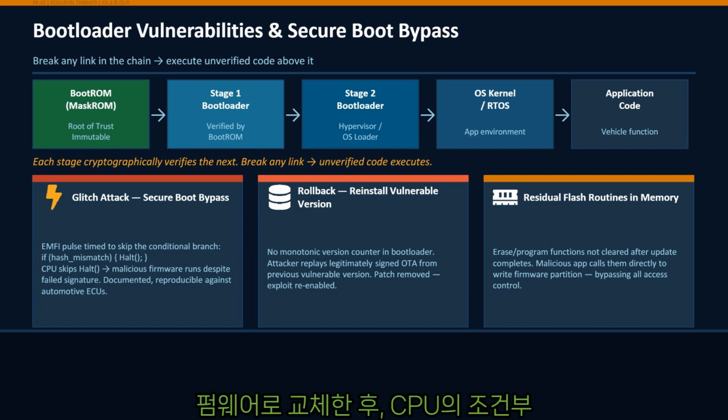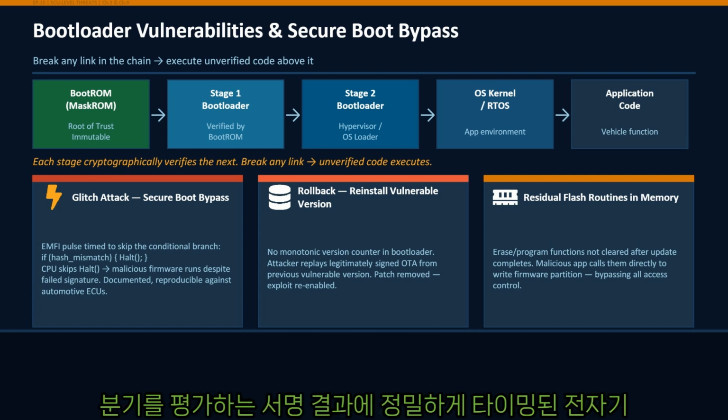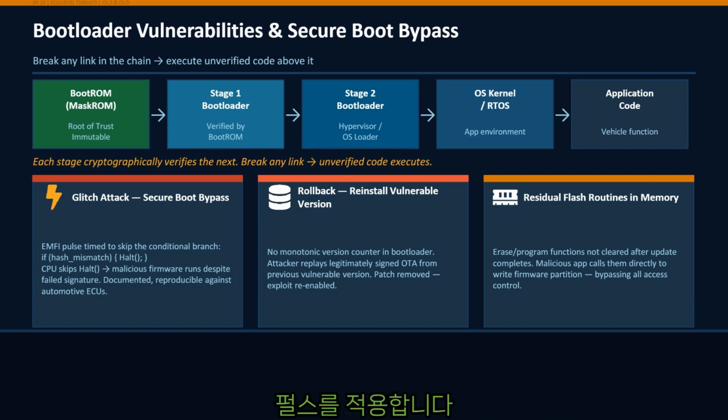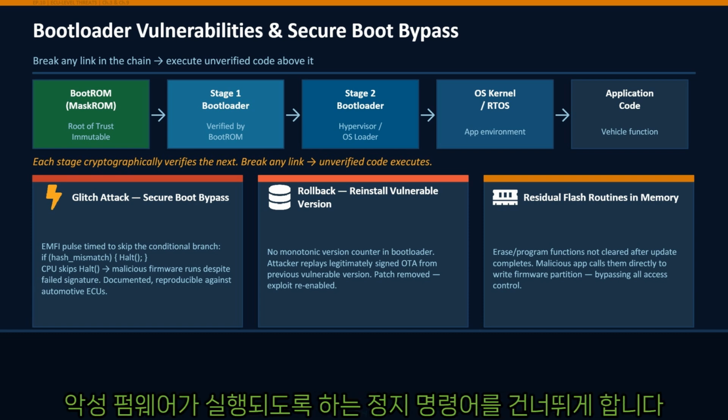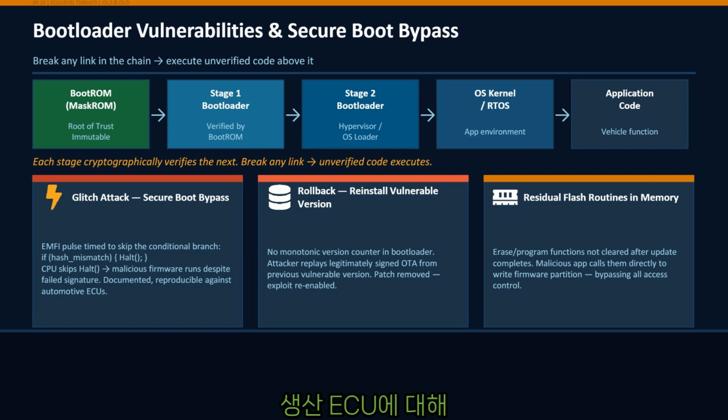The attacker replaces flash with malicious firmware, then applies a precisely timed electromagnetic pulse to the CPU. Target the conditional branch evaluating the signature result. The code: if hash mismatch, halt. The EMFI pulse causes the CPU to skip that halt instruction. Malicious firmware executes despite a failed signature check. Documented, reproducible. Demonstrated against production ECUs.